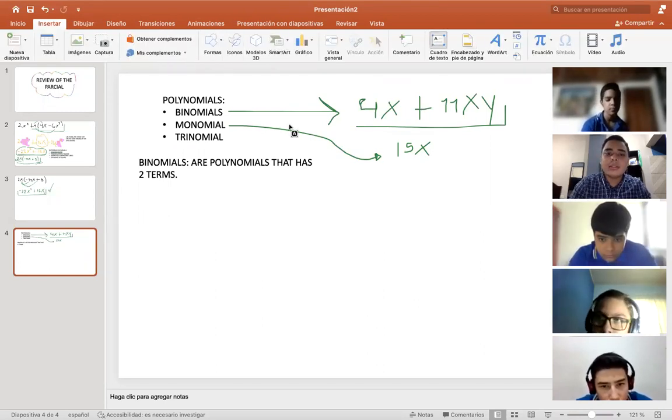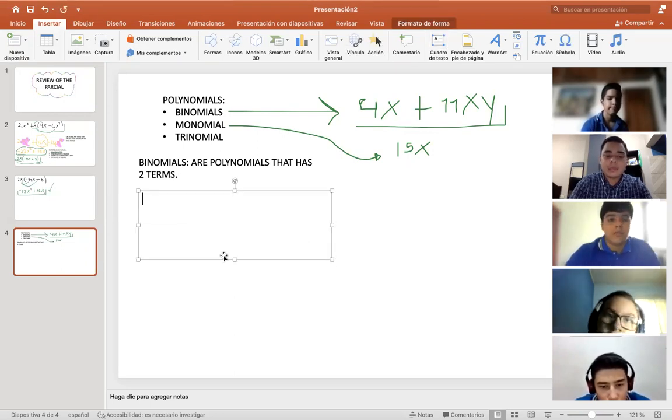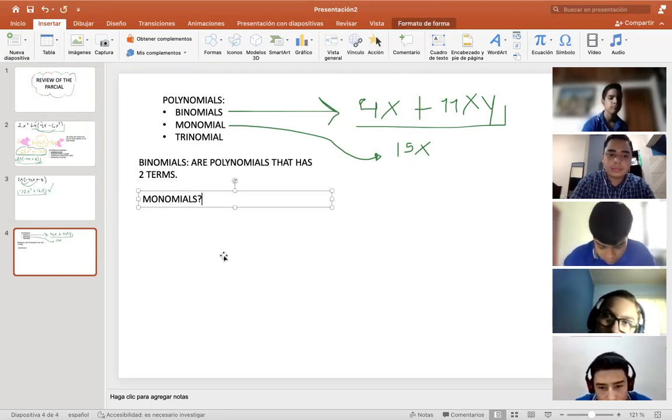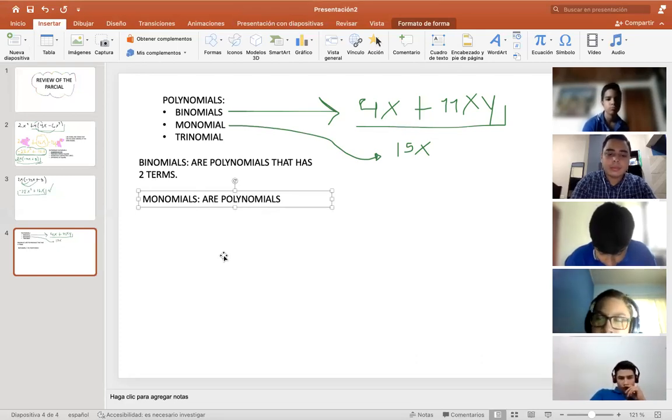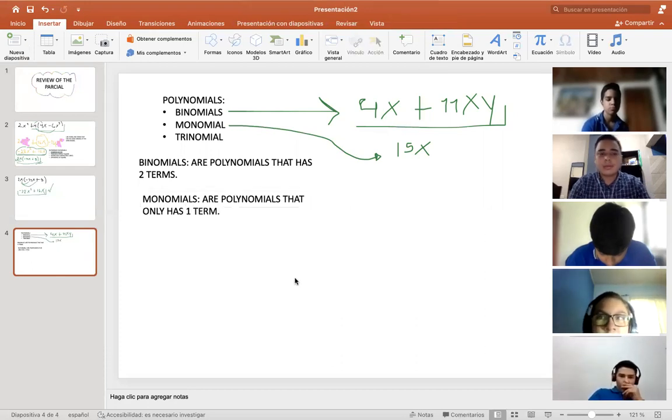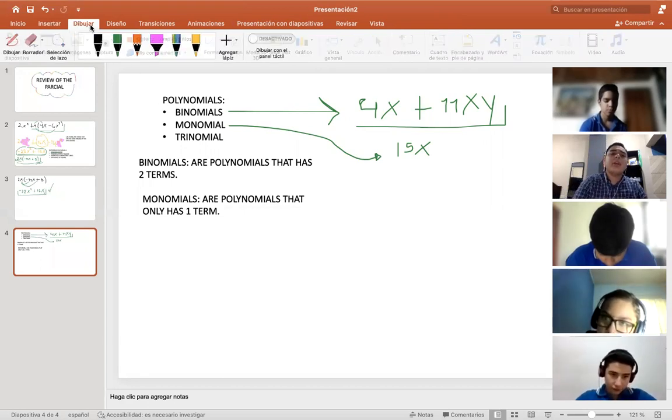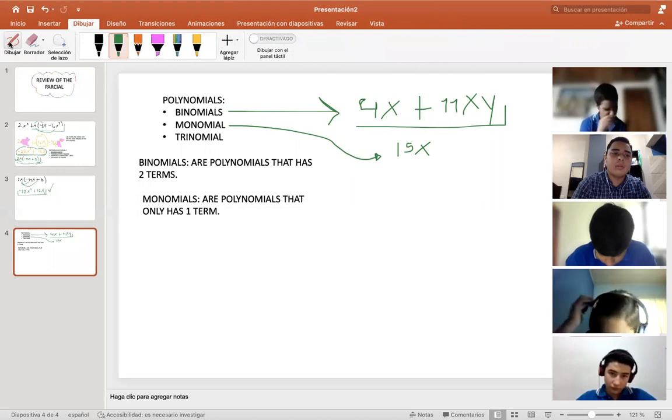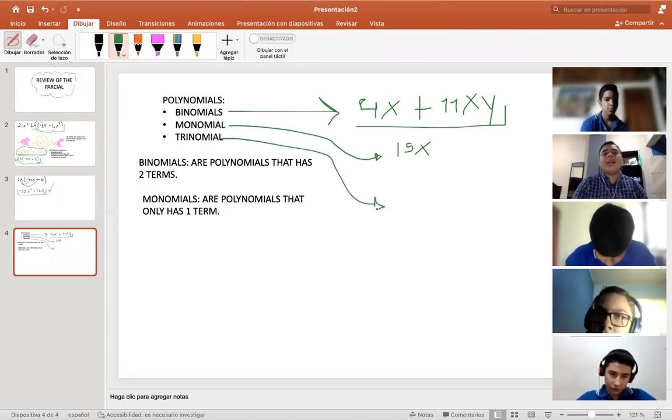So we can say again that monomials are polynomials that only have one term. So we already know what a binomial is and what a monomial is. What about trinomials? What is a trinomial, guys? Who can give me an example of a trinomial?